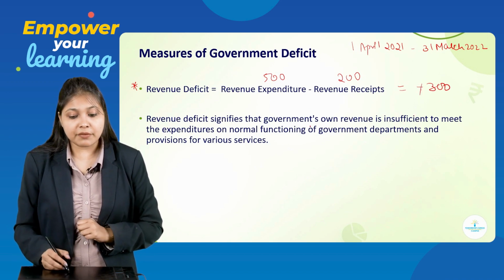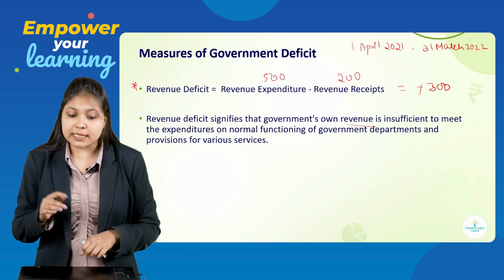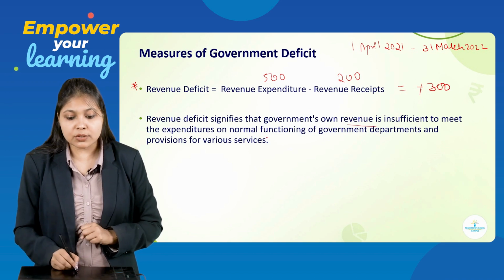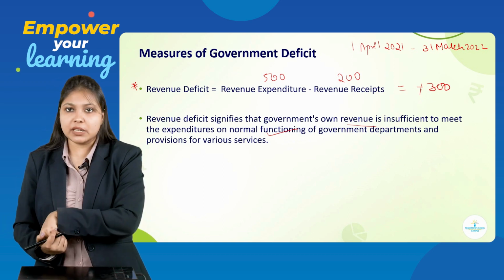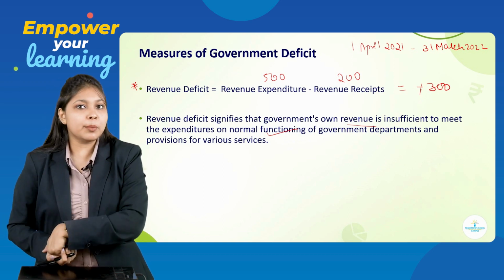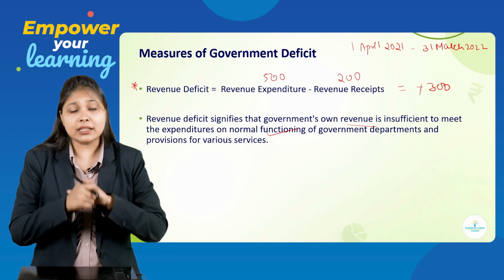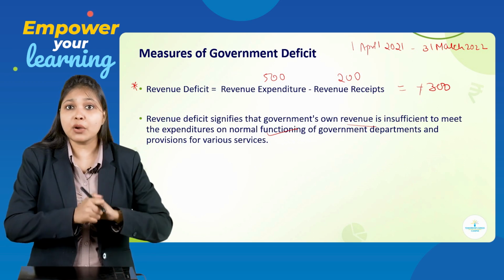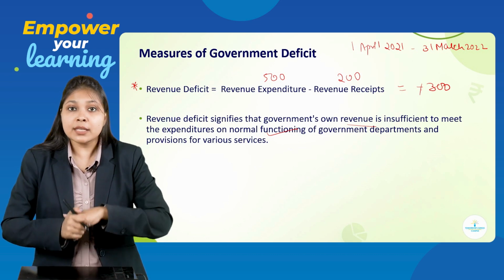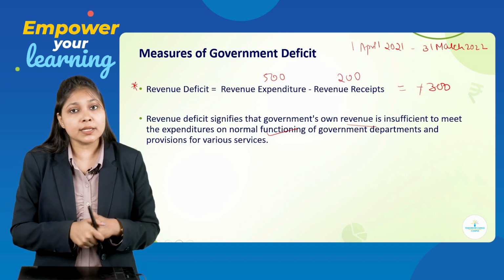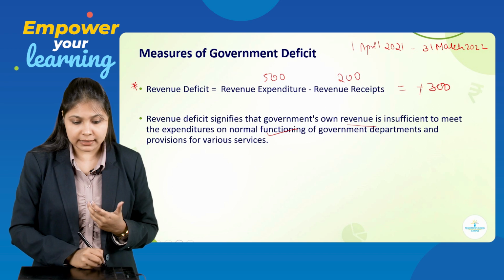Revenue deficit signifies that the government's own revenue is insufficient to meet the expenditures on the normal functioning of the government departments and the provision for various services. So whenever we talk about revenue deficit, this is the situation wherein the government is unable to meet its expenses with a given amount of income. That means the expenses of the government are more as compared to its income.